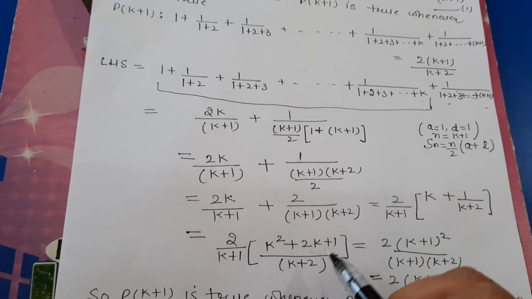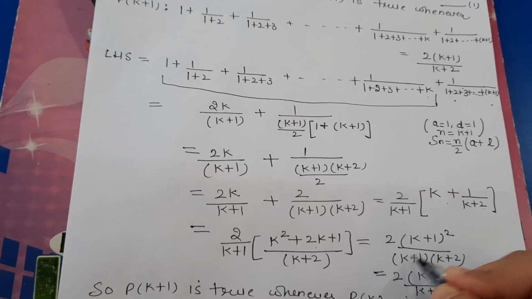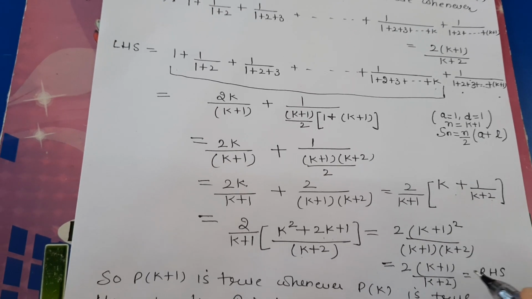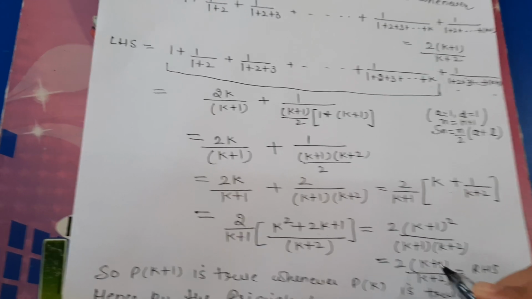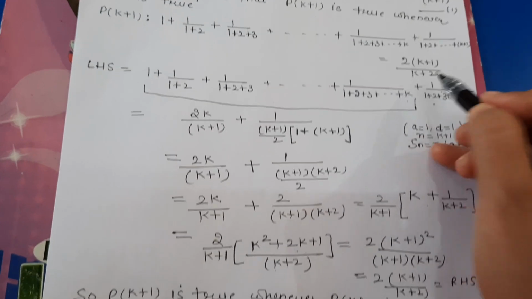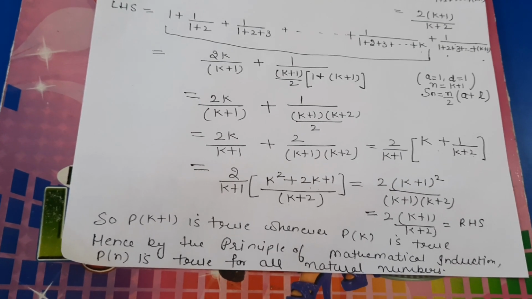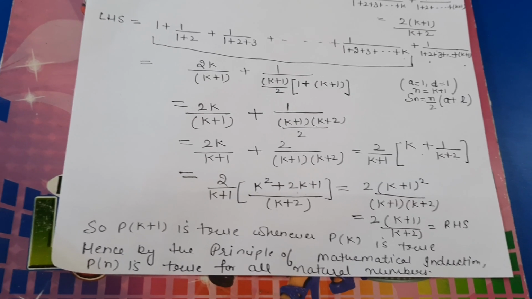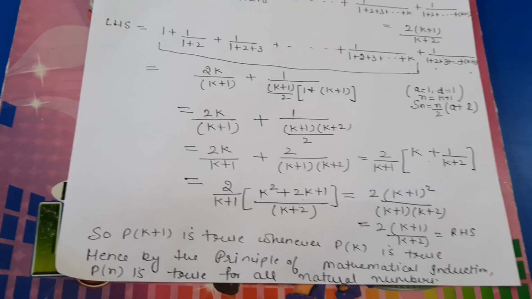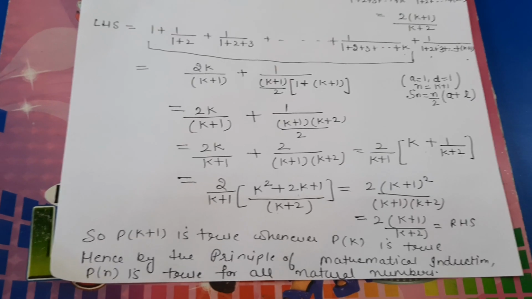Now you can rewrite this as k plus 1 whole square. Next, one factor is cancelled. So if one is cancelled, you are left with 2 times k plus 1 upon k plus 2, which is equal to your right hand side. So you have shown that P(k+1) is true whenever P(k) is true. So again, by using the principle of induction, the given result is true for all natural numbers.